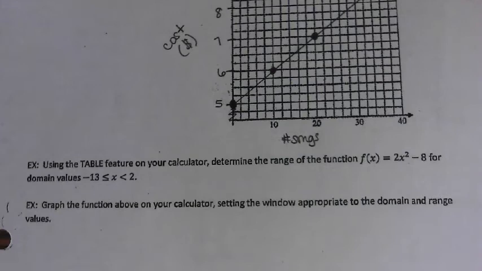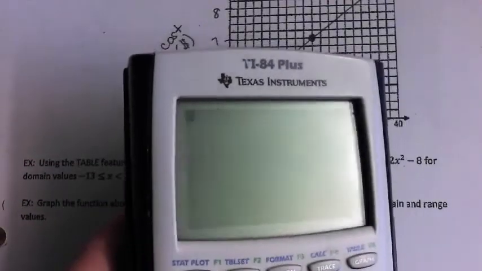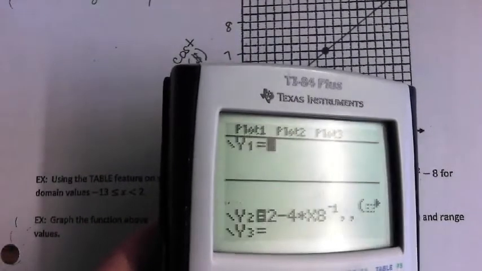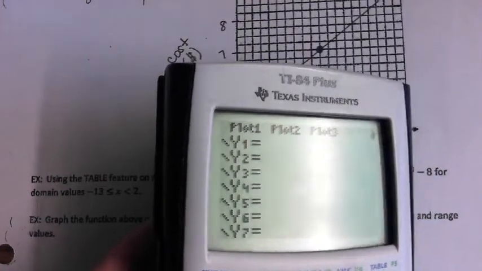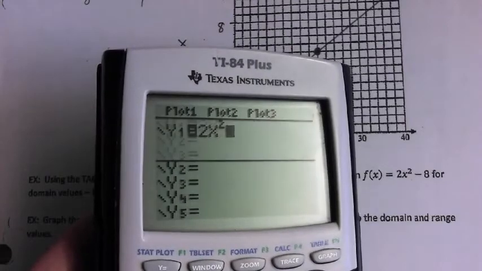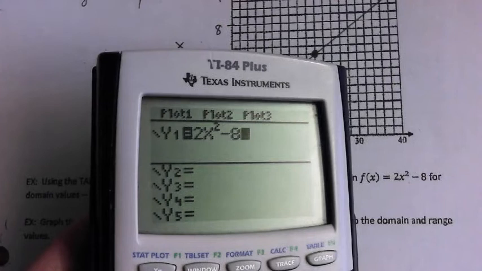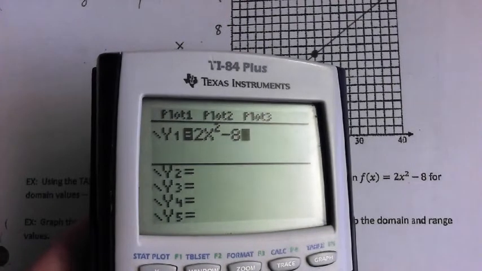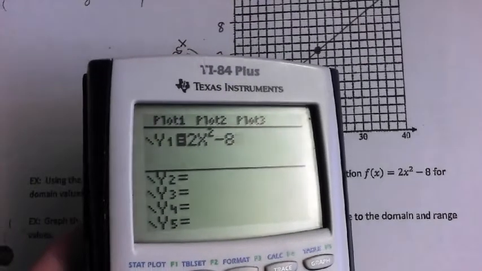So we should all have our calculators on our desk. I think you probably are familiar with the table, but let's do this together. So first of all, go to y equals. If there's anything there, clear it out. And type in the function that we're supposed to be graphing, 2x squared minus 8. Is there anybody sitting here who does not have a calculator right now? Because if that's the case and I find out in a few minutes, I'm not going to be very happy. If you need one, you can just go grab one from up there. But it looks like we're good.